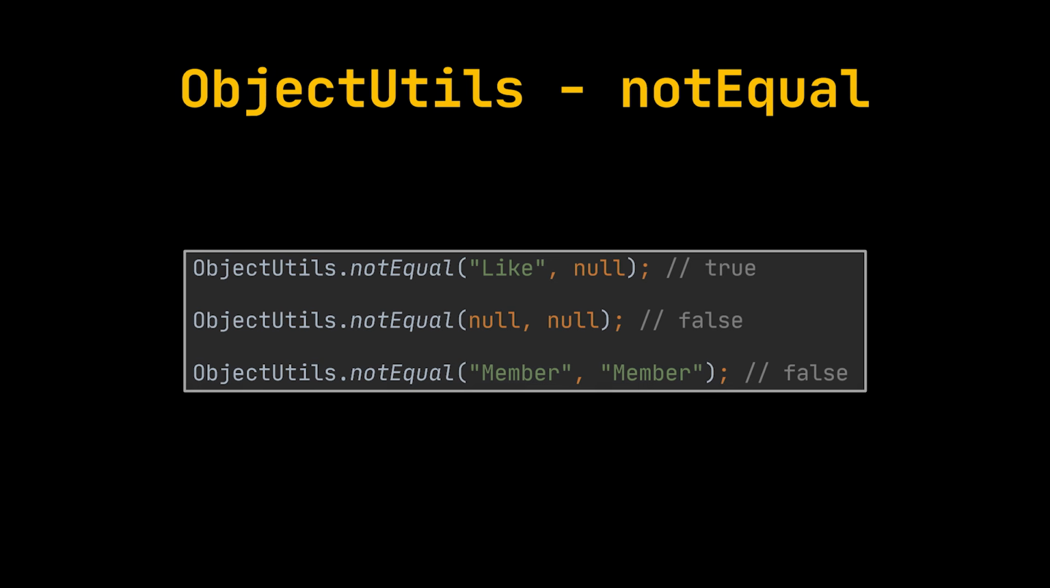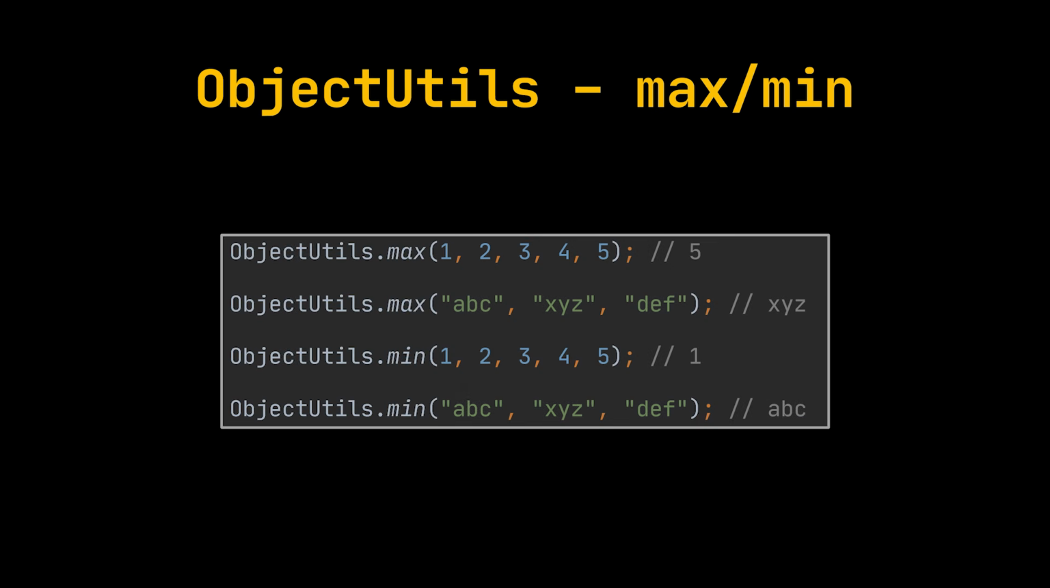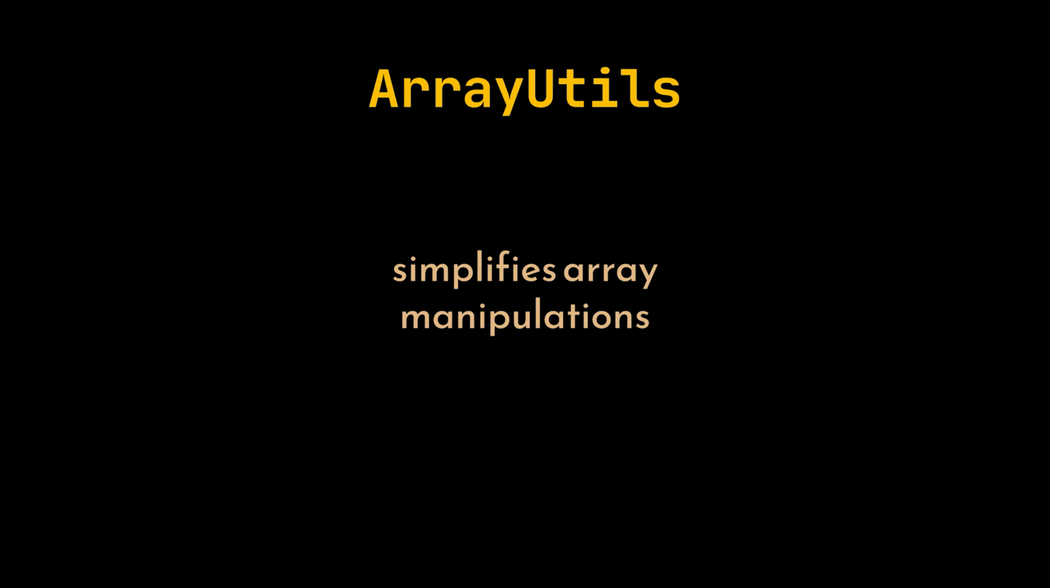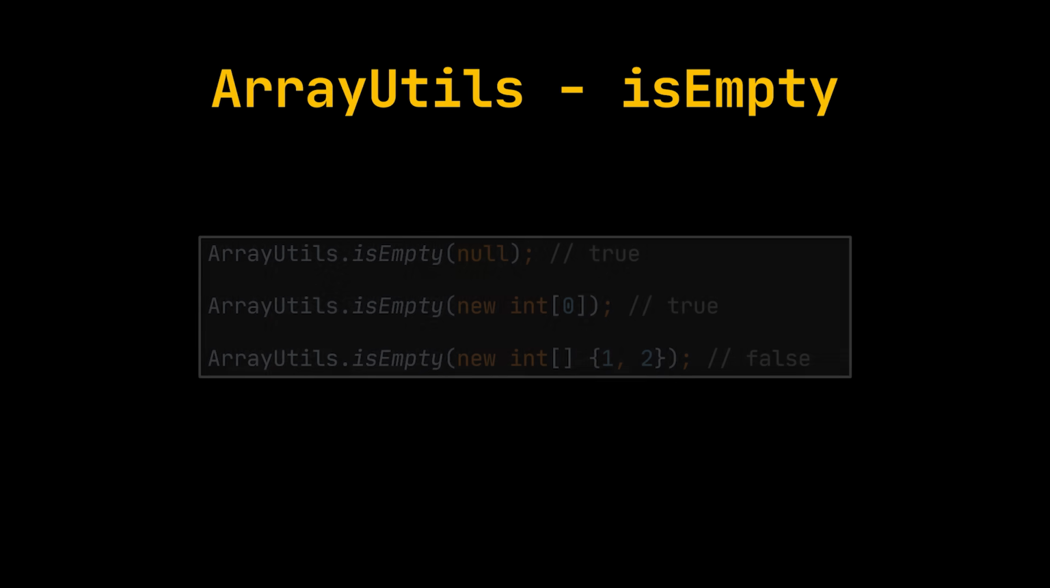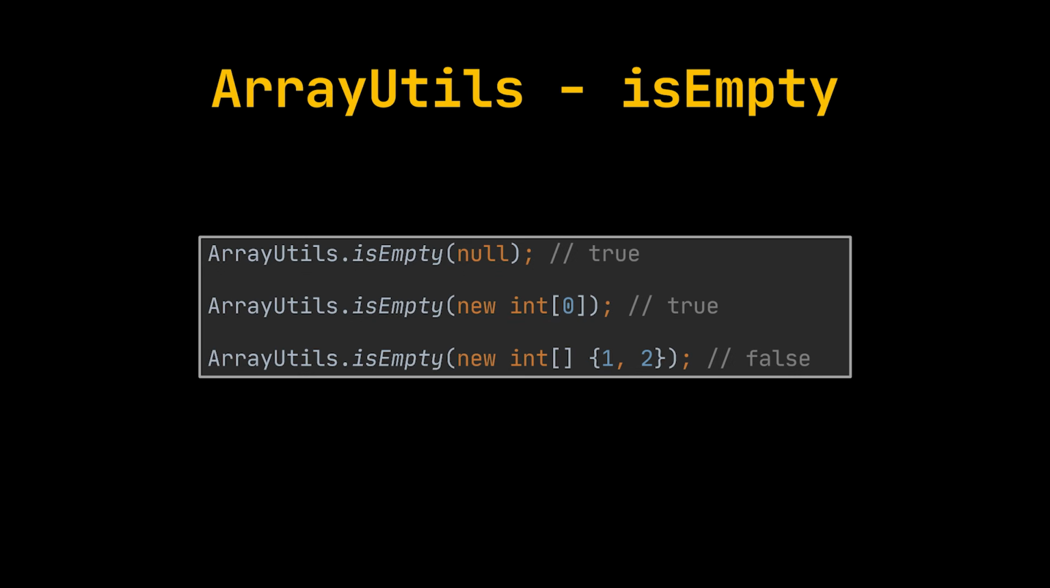return false. The max and min methods are also noteworthy as they return the largest or smallest value from a collection of comparable objects. If we pass the array of numbers we have to max, it will return 5, while min would return 1. Similarly, for an array of strings, max will return the lexicographically greatest. The ArrayUtils class is another gem in the library, simplifying array manipulations. Its isEmpty method determines if an array is either null or empty. For example, passing a null array or an array with 0 elements would return true, while passing an array similar to the one we see would return false.